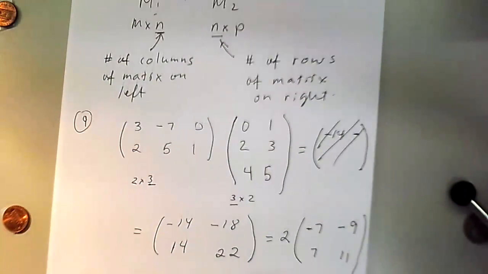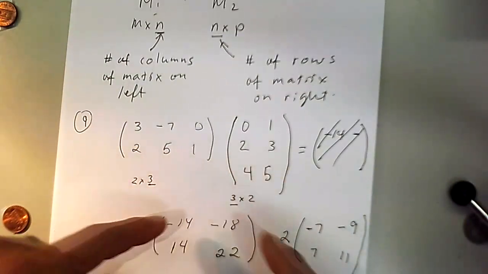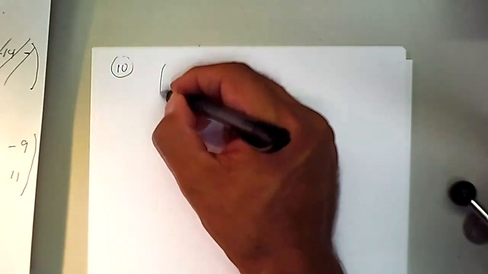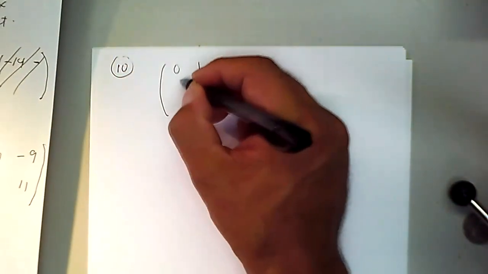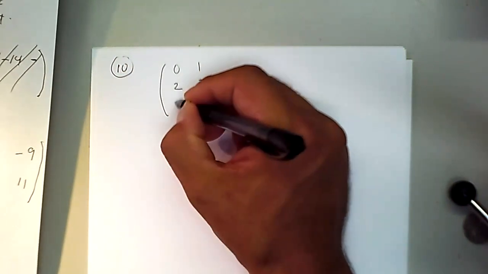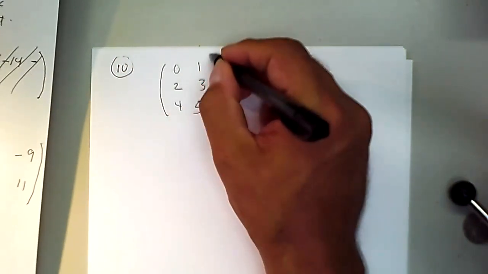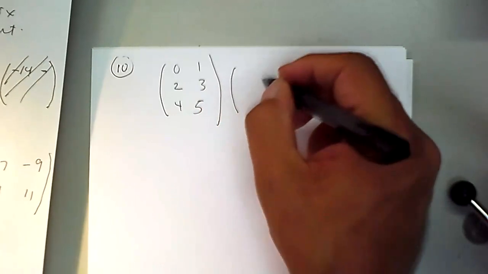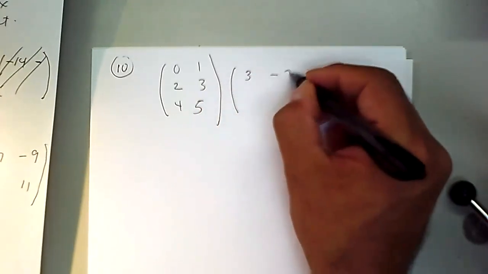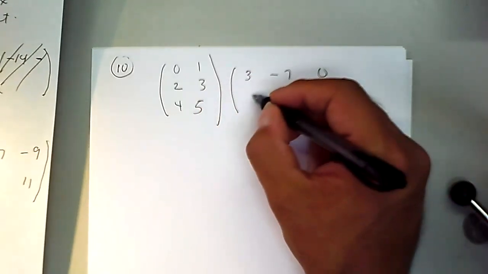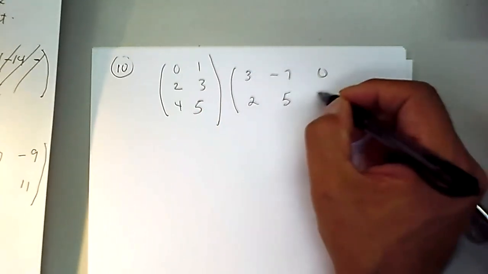We're going to multiply the same two matrices, but in the reverse order. That is going to be our example 10. So we're going to multiply 0, 1, 2, 3, 4, 5 with 3, -7, 0, 2, 5, 1.